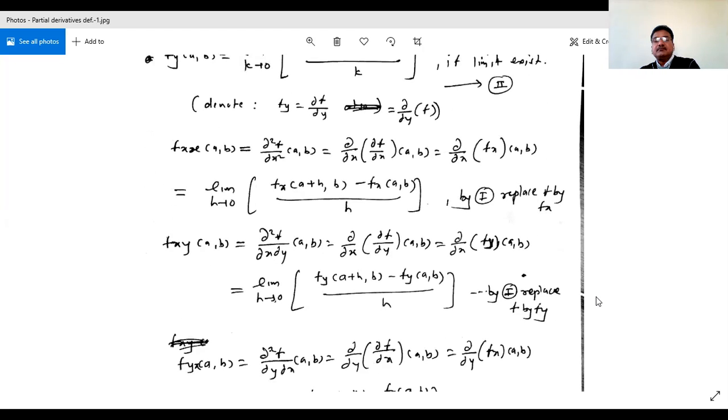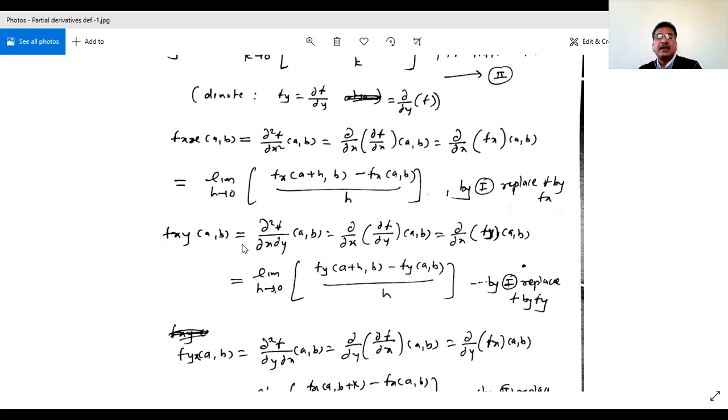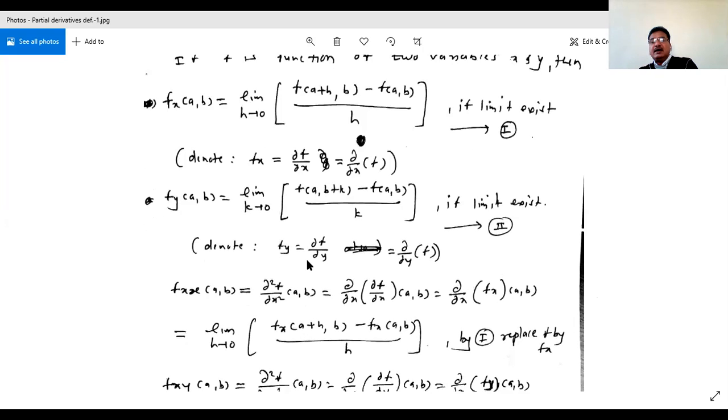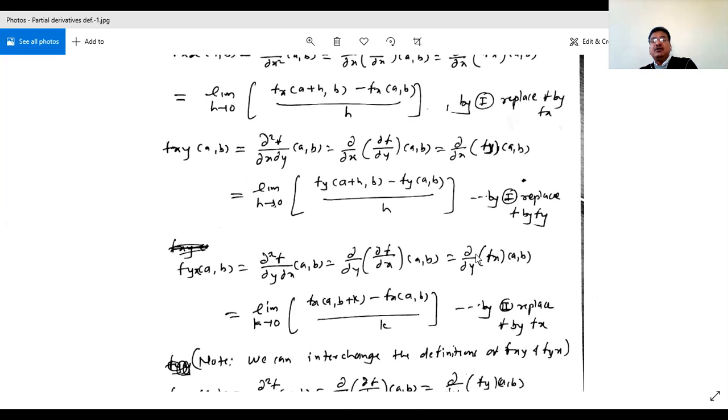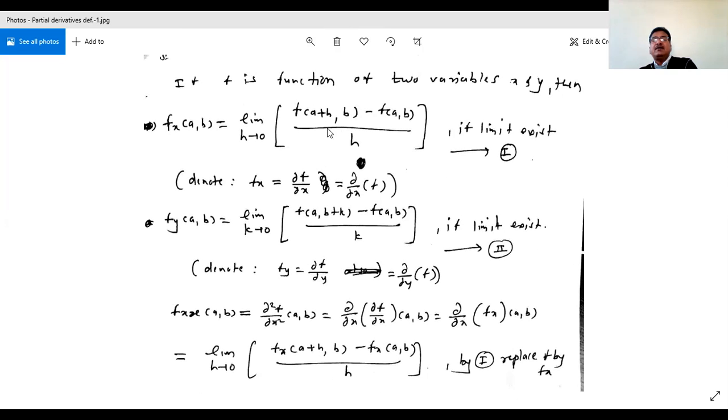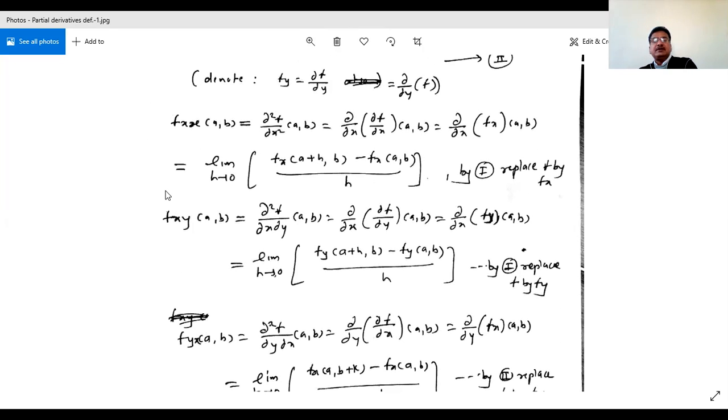Okay. Similarly, what is f_xy(a,b)? Here the meaning of f_xy(a,b) is ∂²f/∂x∂y, that is, ∂/∂x of ∂f/∂y, that is, ∂/∂x of f_y. So this is the derivative of f with respect to x, and we have to write the derivative of f_y with respect to x. That is, just replace f by f_y.